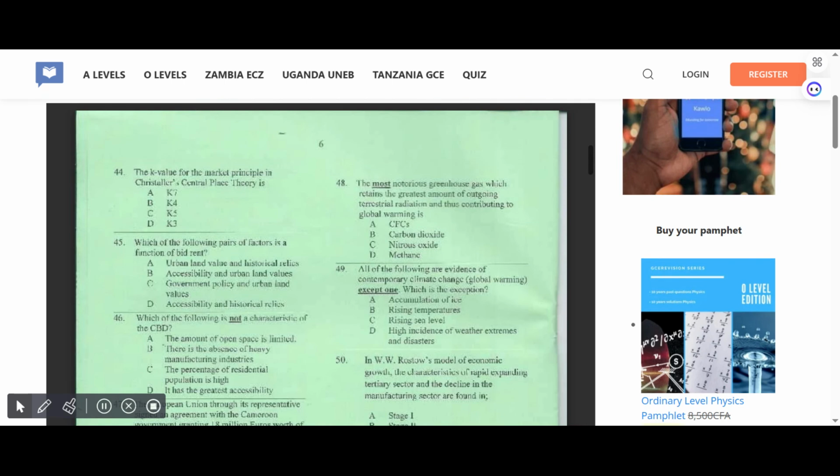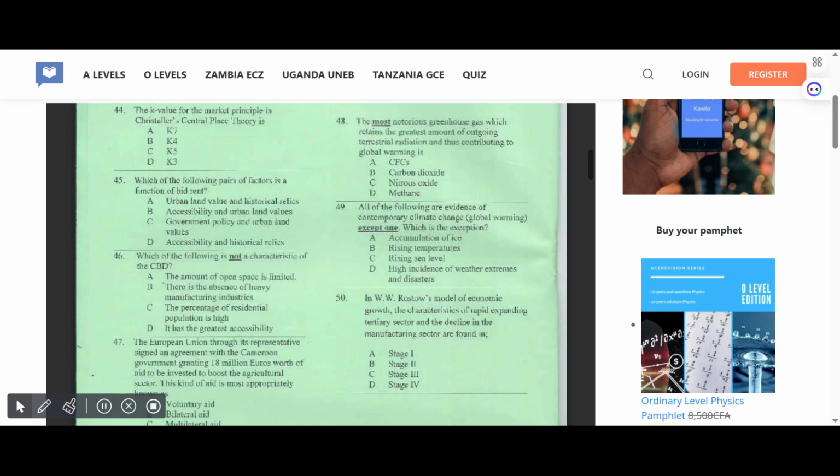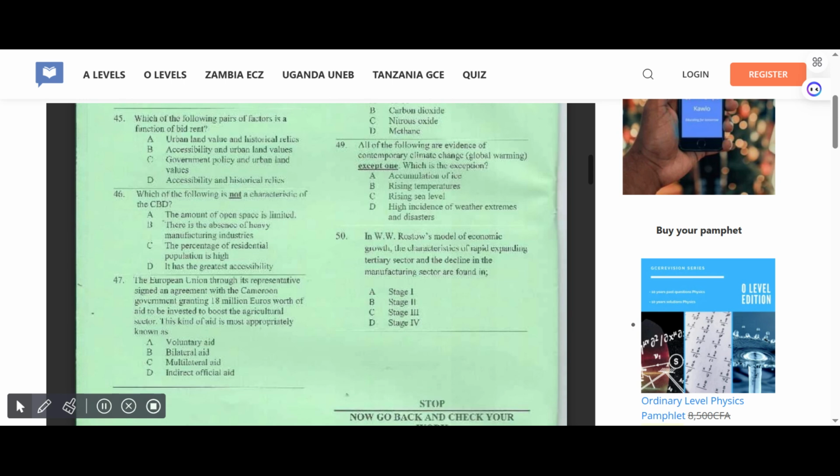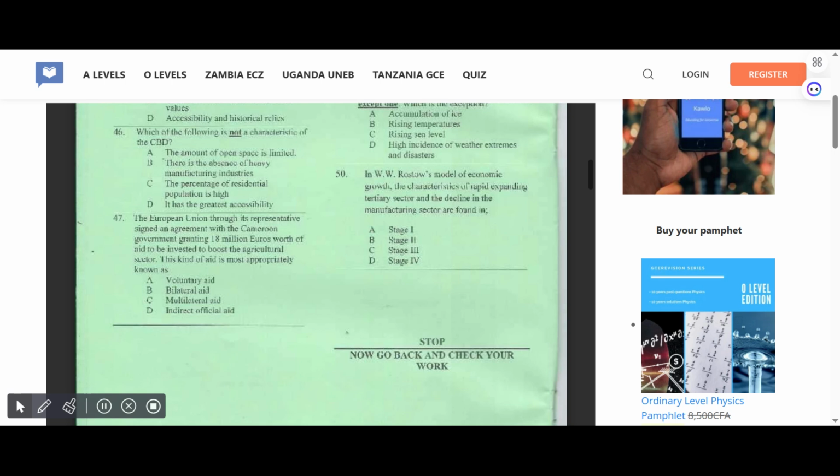The K value for the market principle, a crystallized central place theory, is. Correct answer is B, which is K4. Which of the following pairs of factors is a function of bid rent? Correct answer is C, government policy and urban land values. Which of the following is not a characteristic of the CBD? Correct answer is C, the percentage of residential population is high.